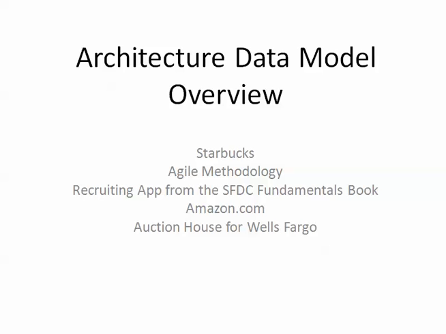So in this video, it's actually the intro video to 5 preceding videos, which we're going to be going over the architectural data model. We're going to be starting off with this intro video, but after this we're going to be diving into Starbucks, Agile methodology, which I've built in Salesforce, the recruiting app from the Salesforce.com fundamentals book, which is a good starting point, Amazon data model, and then at the last we're going to be tackling the auction house, which is for Wells Fargo or for any bank, and how it's three-tiered architecture and how the triggers and everything kind of lines up.